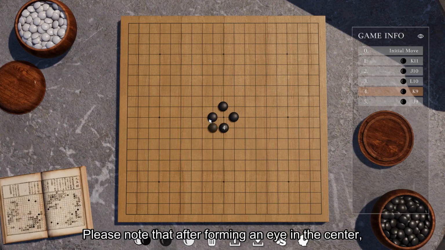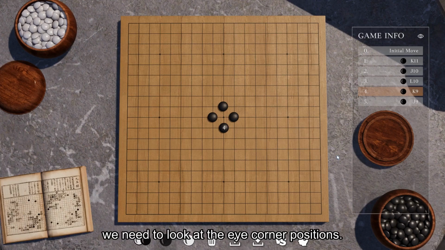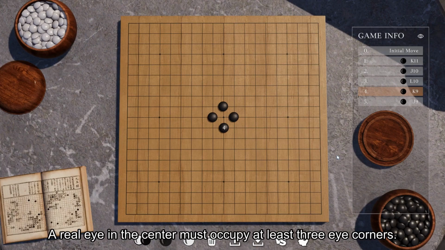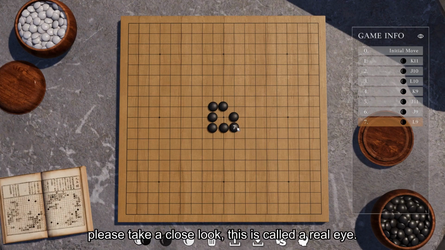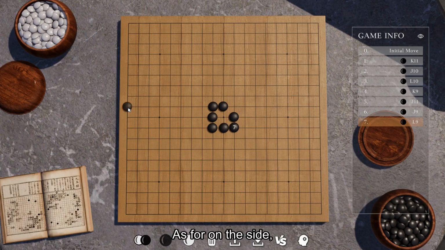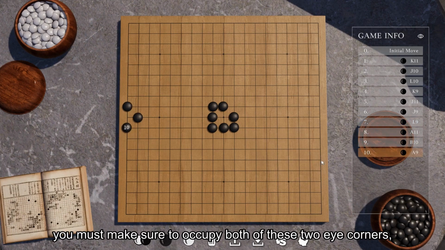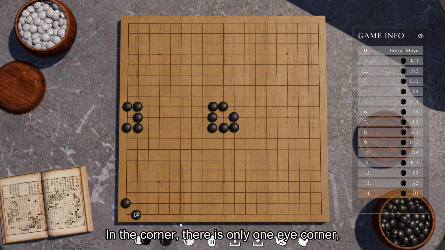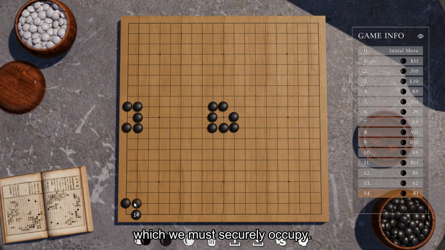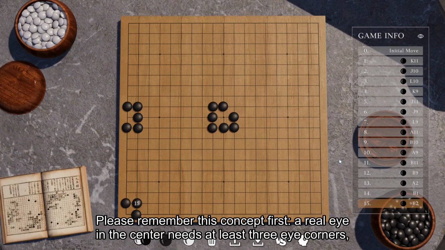Please note that after forming an eye in the center, we need to look at the eye corner positions. A real eye in the center must occupy at least 3 eye corners. Please take a close look. This is called a real eye. As for on the side, you must make sure to occupy both of these 2 eye corners. This is also a real eye. In the corner, there is only one eye corner, which we must securely occupy. Please remember this concept first.